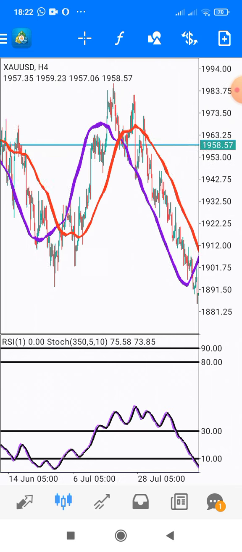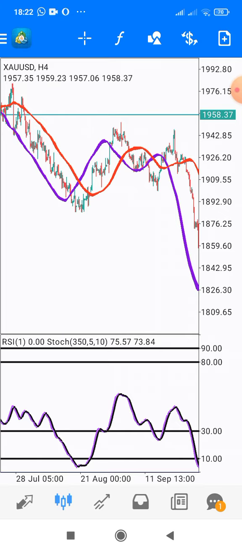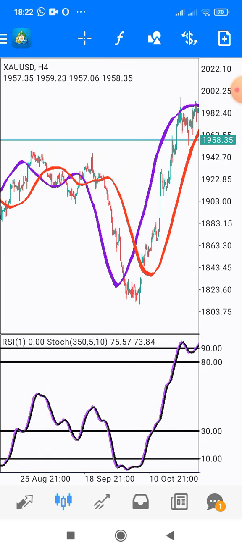I hear people saying trading is so difficult. Just check. Tell me, is the trade really difficult, or is the mentality that we have what is making us not make money in the market?